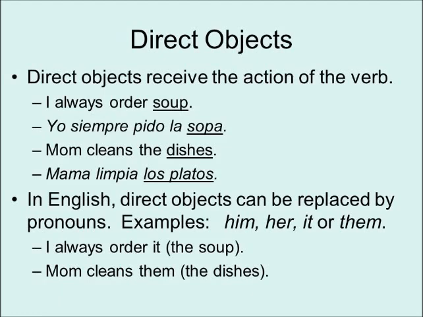And I have a couple of example sentences for you in both English and Spanish, and you see that it's set up very similarly in both languages. So in English, we'd say, I always order soup. Order what? Soup. Soup's the direct object. In the translation, same thing. Yo siempre pido la sopa. Sopa is the direct object.